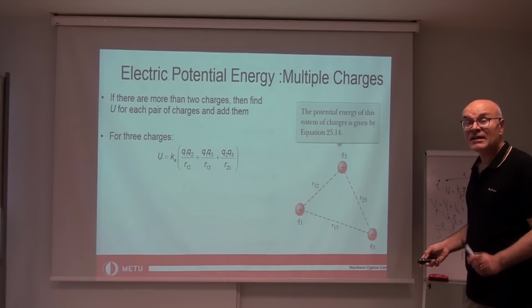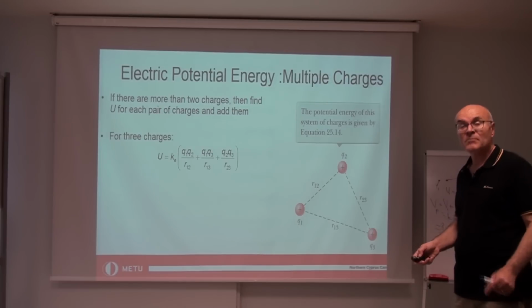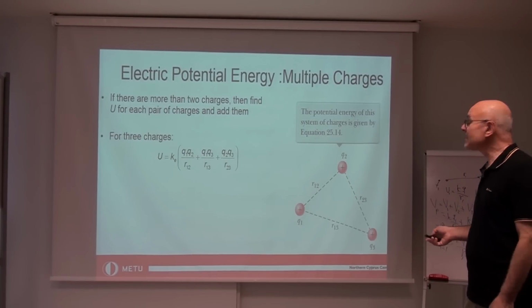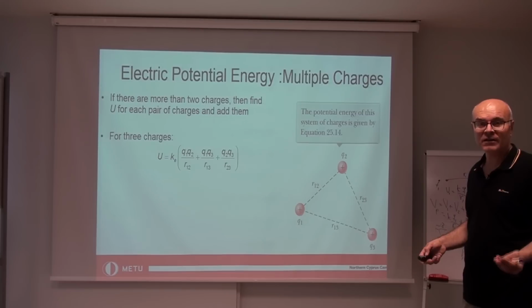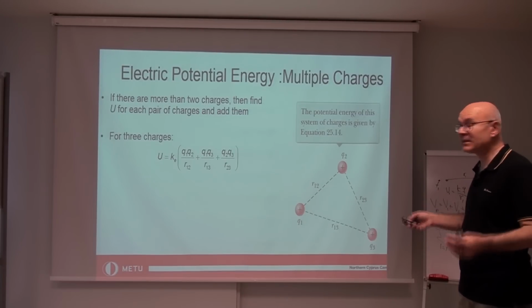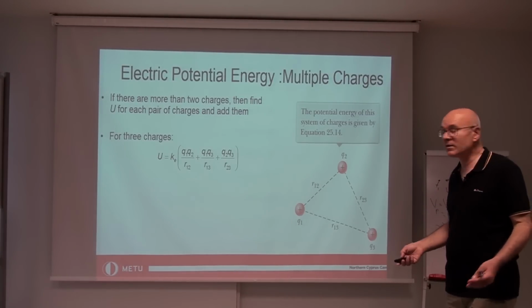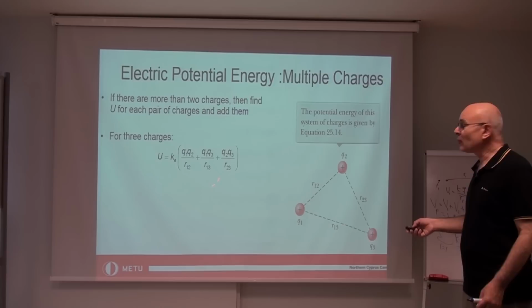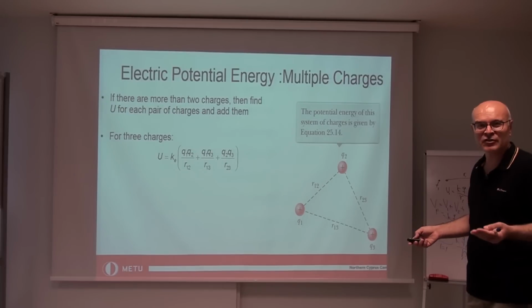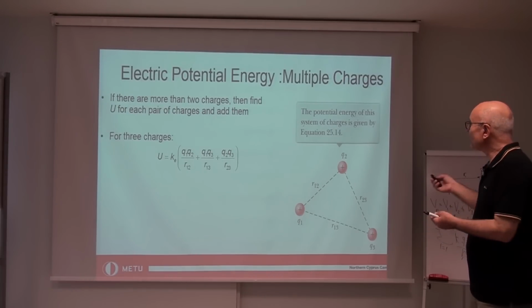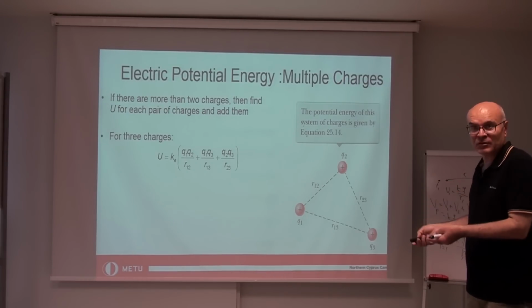And what is this? This is the work done by an external force to assemble the system of 3 charges, to bring them from infinity and put them in their places. In other words, this is equal to the work, or actually at the same time the change in the potential energy. But since the potential energy at infinity is 0, it becomes the potential energy.